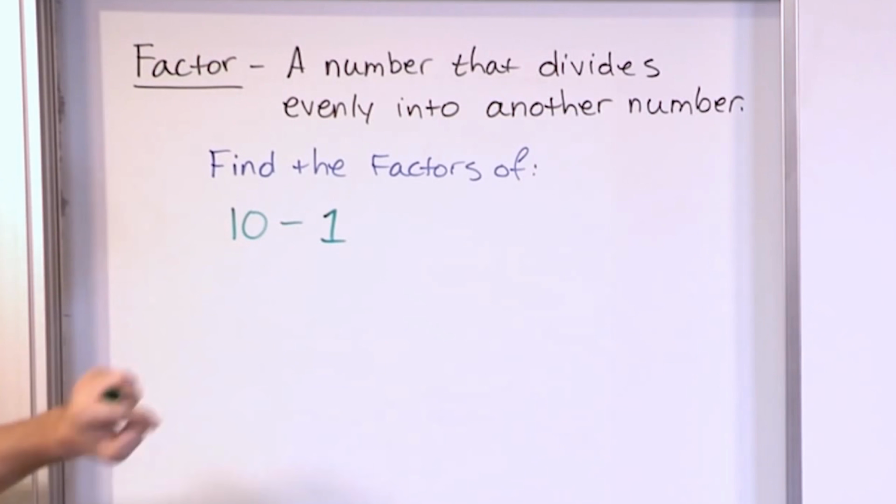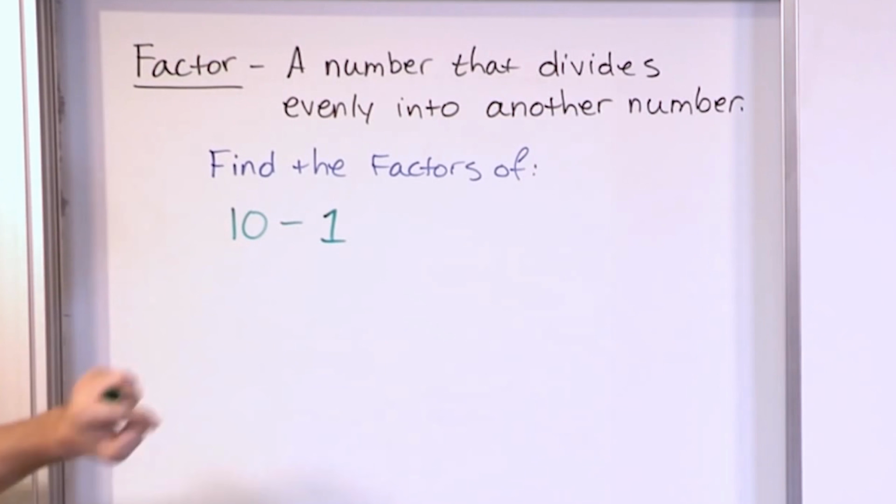Now we can just keep going on. Can 6 be divided into 10? No. Can 7 be divided into 10? No. Can 8 be divided into 10? No. Can 9 be divided into 10? No. Can 10 be divided into 10? Actually, 10 can be divided into 10 because 10 divided by 10 is just 1.